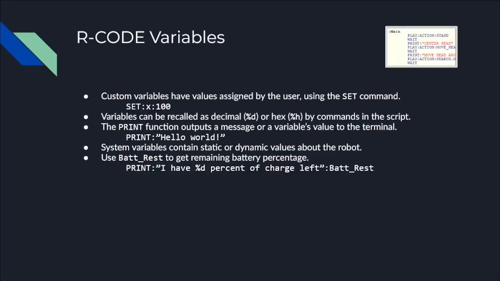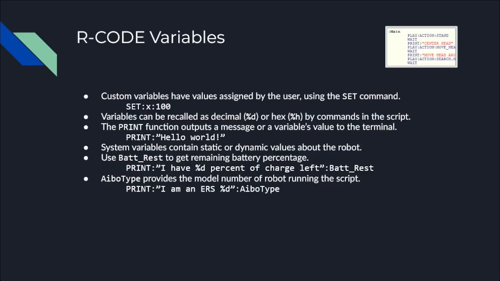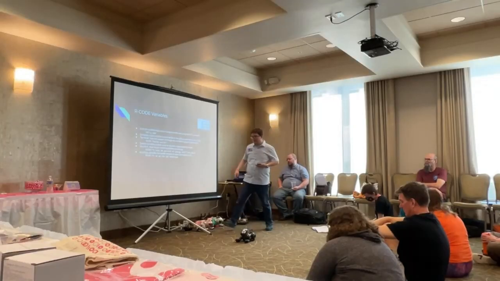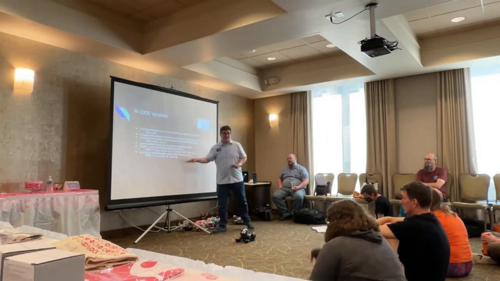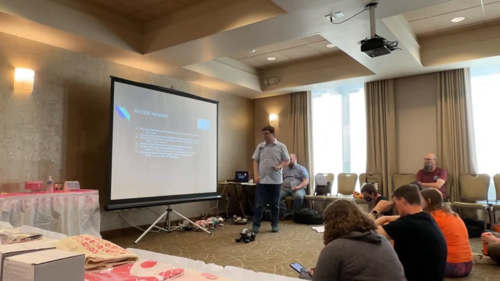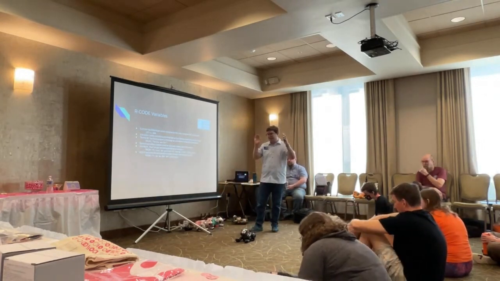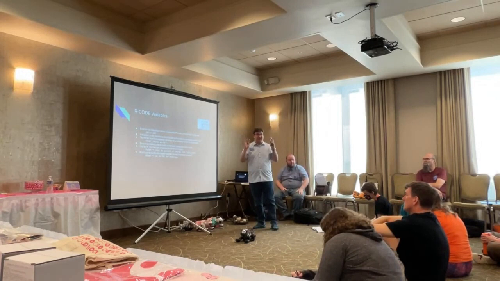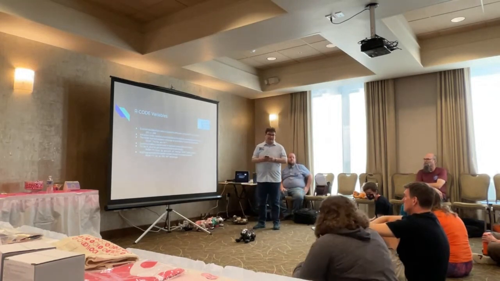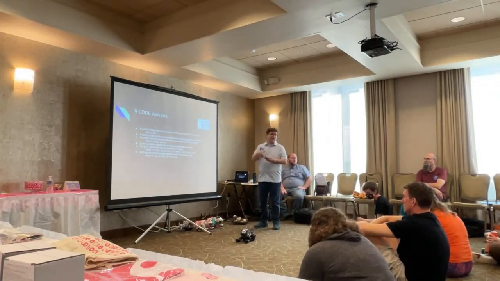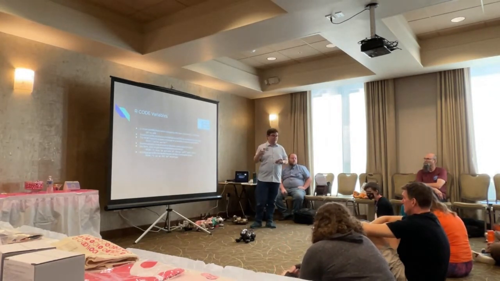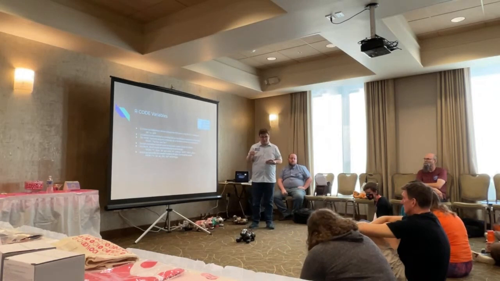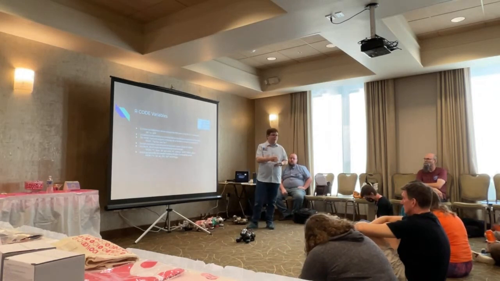AIBO type provides the model number of the robot running the script. So again, with the print, I'm %d colon AIBO type. That means if you're running a 7, it would be I'm 7 or I'm 220. This could be useful if you're creating R code that covers multiple generations of robot, and you want to make sure you run these functions for this model, or for these sorts of models or others.